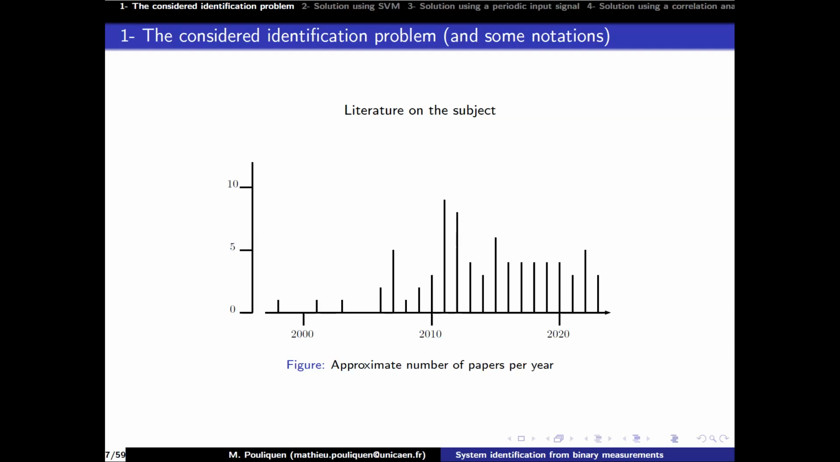The literature on the subject: there are on average approximately 3 to 5 papers per year since 15 years. Sometimes the whole paper is not interesting, but some of them are a bit more. Mine, for example.